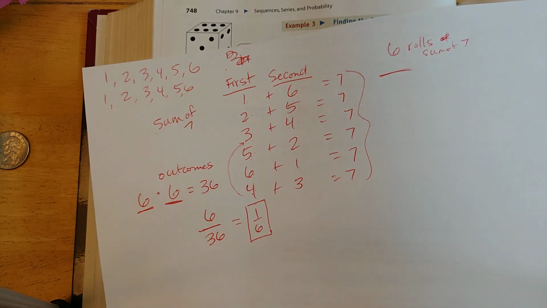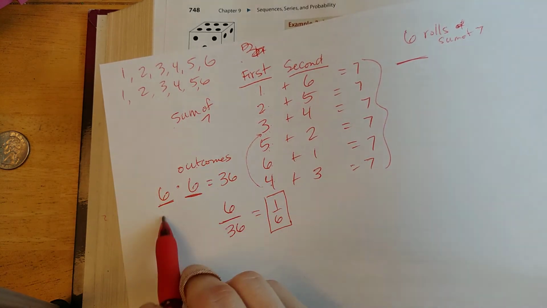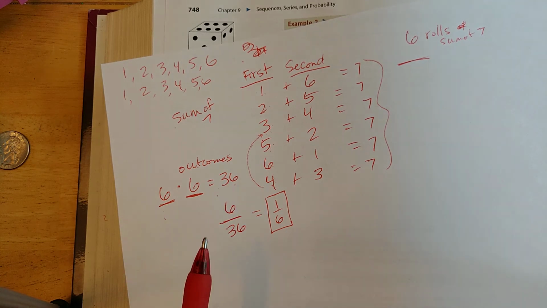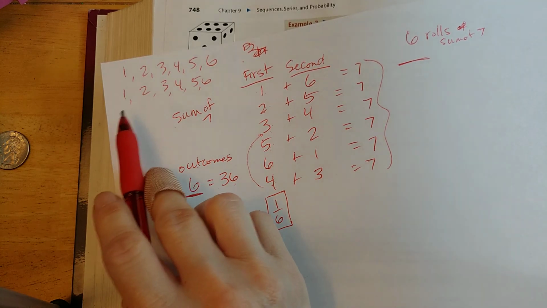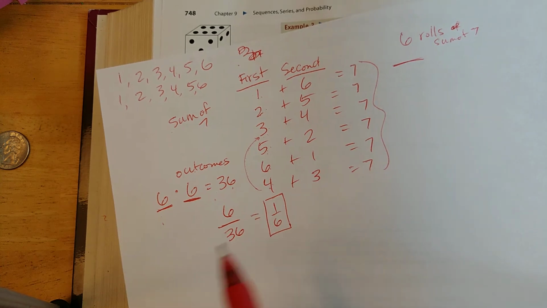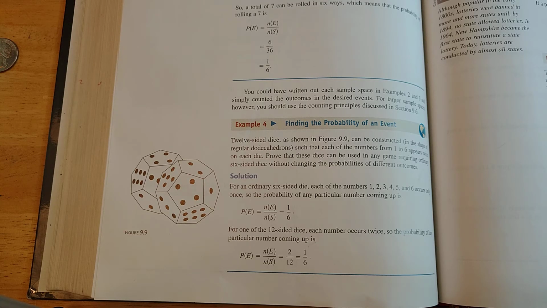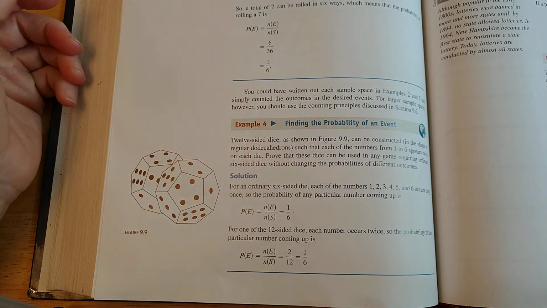Okay, so looking at the dice, crazy stuff here. So total outcomes for 2 dice is 36, just FYI. You might see it in your homework. Total outcomes for 1 die is 6, because there are 6 sides, and each side has a number. Okay, next example.